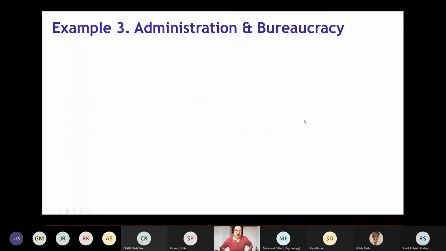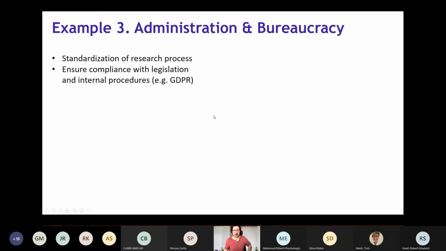And the third example then is about administration and bureaucracy. So when the institution is managing its researchers, to a certain extent, it wants to standardize the research process, or how research is done. And this is to ensure both that people are following its internal procedures, but also things like legislation. If you're the university, you don't want your head-in-the-clouds professor just emailing his collaborator in America the data set in a flagrant breach of GDPR legislation. You want to make sure that the researchers are following these rules. And so, in order to do that, you need to have procedures and documents to enable that monitoring and audit.